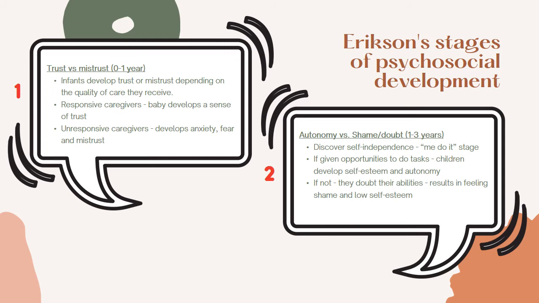And then the second stage is autonomy versus shame or doubt. It happens between 1 to 3 years. At this stage, children discover self-independence. So this is the "me do it" stage. The children want to do everything on their own.